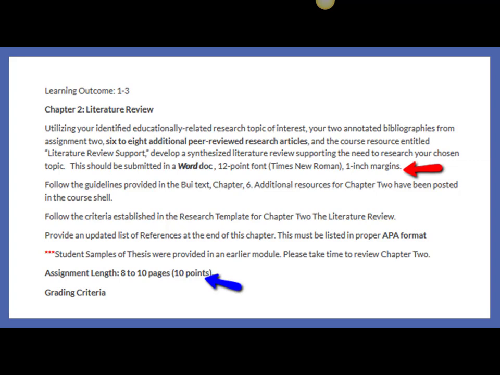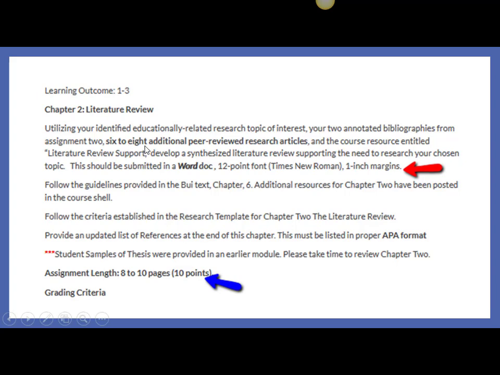So looking at what's the literature review, you already had 2 articles where you annotated it or did a critique, and that's the purpose of looking at research, so you know what to look for and what to pull out of there as you write your literature review.